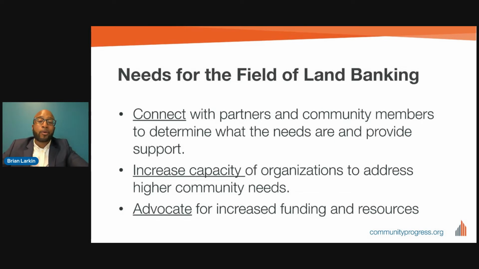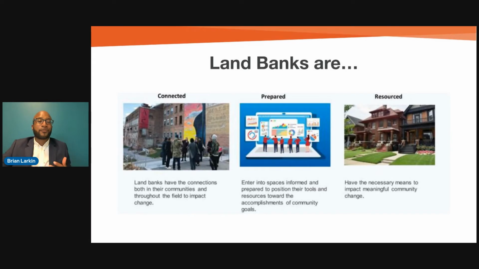So the National Land Bank Network is really excited about our role of advocating for land banks, but also connecting to them. If successful, this is what we view land banks will be able to state that they are. If our National Land Bank Network is successful in how we support our land banks, we can say without a shadow of a doubt that land banks are connected. Through our monthly convenings, newsletters, our national conferences, different trainings, we're wanting to create this field of cohort of individuals.